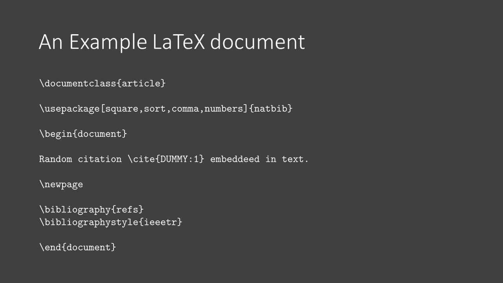Here is a minimal example of a LaTeX document using NatBib and BibTeX for reference citation management. The NatBib package is loaded with the numbers option for the numbered citation scheme. The cite command is used in text to cite references. The bibliography and bibliography style commands are used at the end of the document, where the bibliography list is to appear.